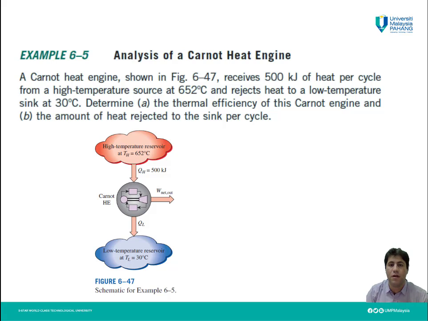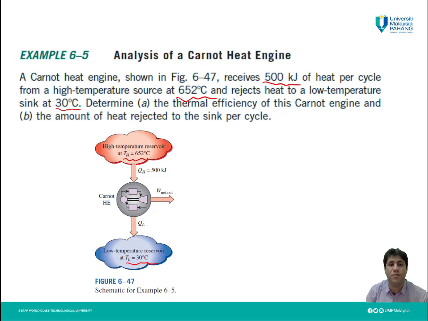It receives 500 kilojoule of heat per cycle from a high temperature source, which its temperature is 652 degrees Celsius. As you can see here, TH is 652 degrees Celsius and QH is 500 kilojoule. And this Carnot heat engine rejects heat to a low temperature sink, which its temperature is 30 degrees Celsius. TL is equal to 30 degrees Celsius.